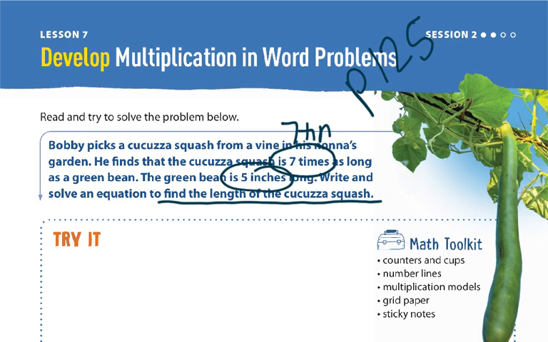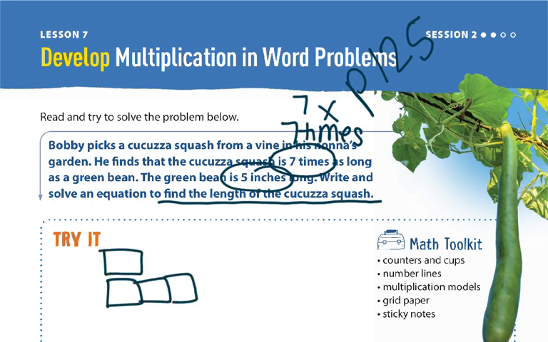See the word times. I know that's how many boxes I need to draw in my model. 4, 5, 6, 7.